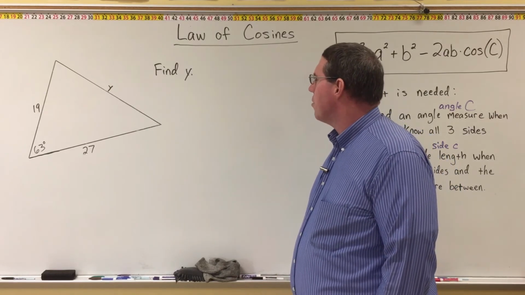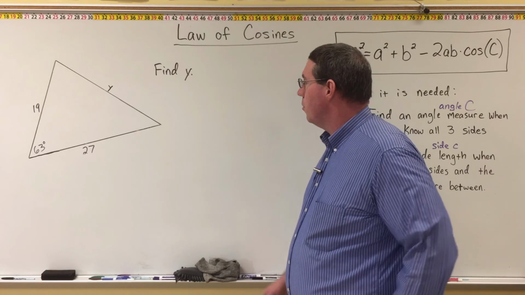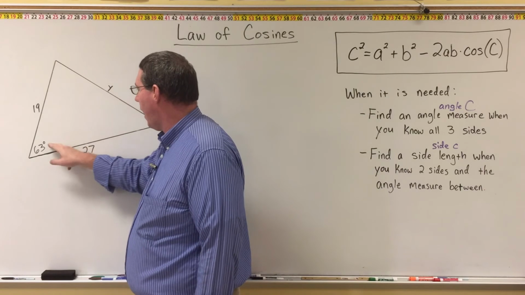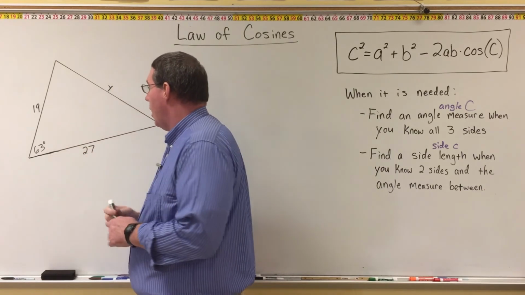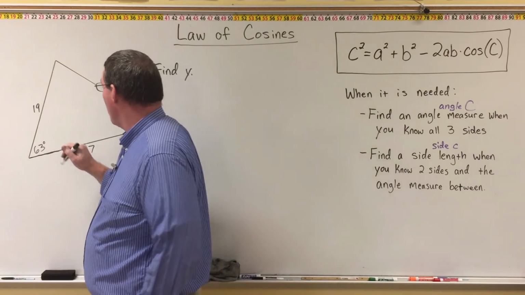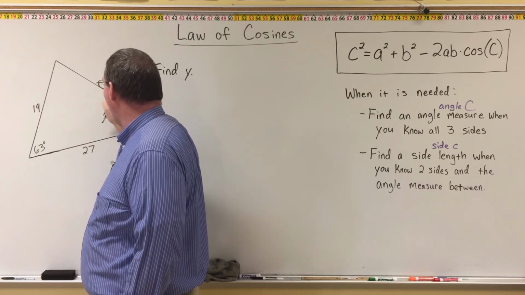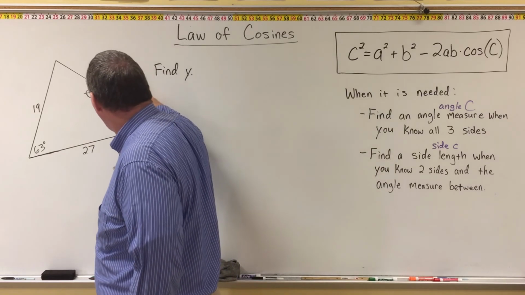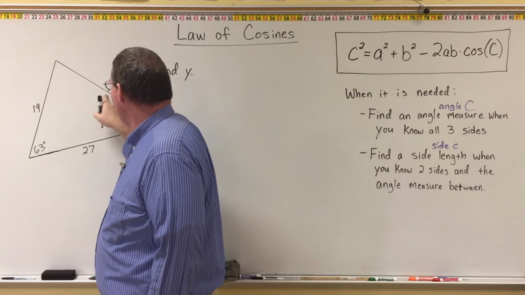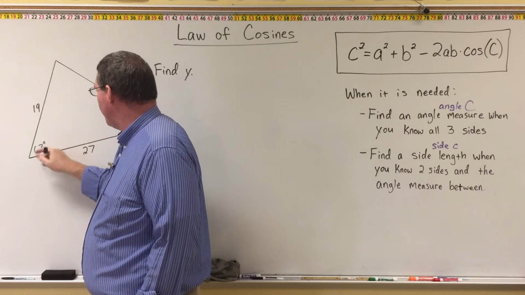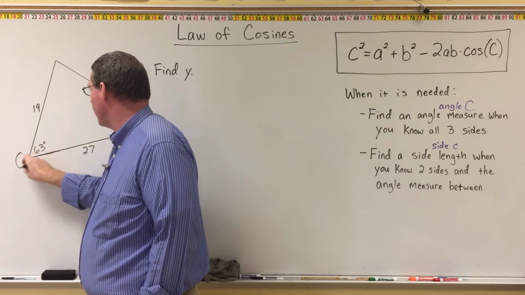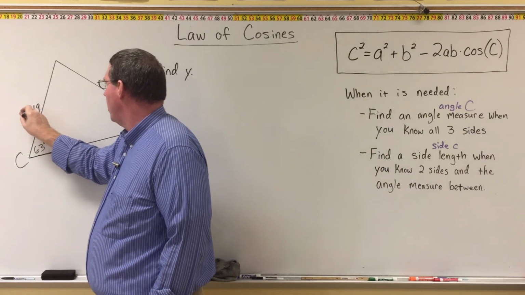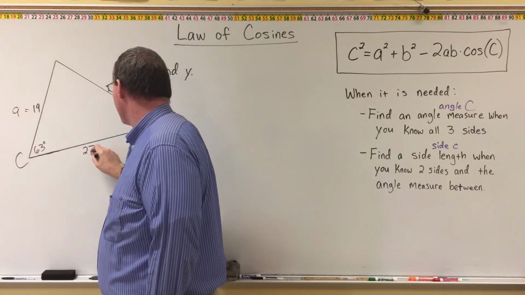All right, so we're going to use the law of cosines. Why? Because we don't have a side and an angle measure that are opposite each other. And in using the law of cosines, whatever we're trying to find, if we're trying to find y, has to be either an angle C or a side C. So this has to be side C, and the angle opposite of it has to be angle C. We're trying to solve for that. We'll make this one A, and we'll make this one B.